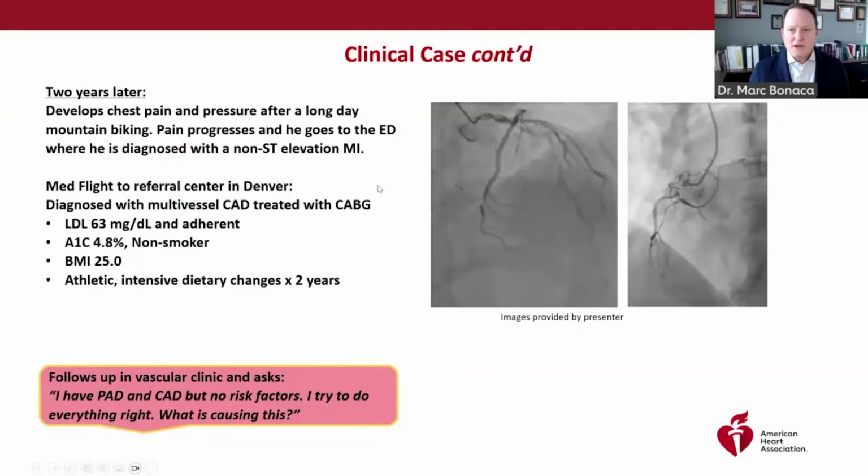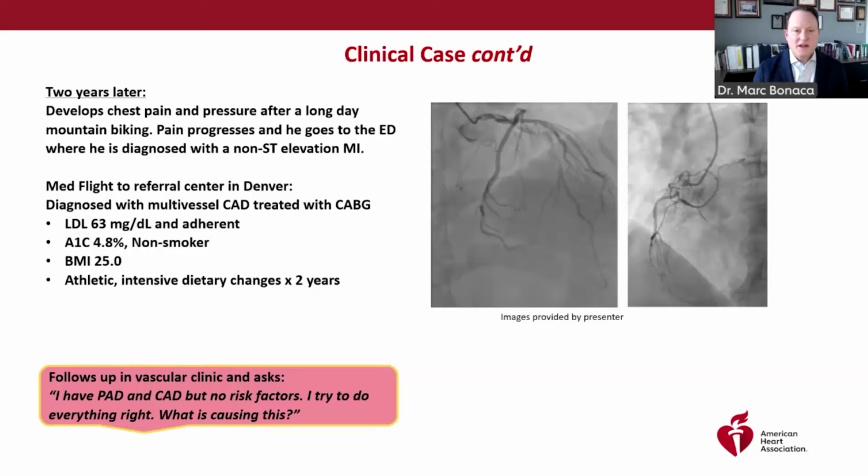Well, what happened with our patient? You can see that 2 years after his presentation, despite his medical therapy, he had chest pain. He's an avid mountain biker. He had chest pain that didn't go away when he was resting. He went to the emergency room. He lives up in the mountains, so he was flown down here to Denver, where he was having a non-ST elevation myocardial infarction. And he had an angiogram. I'm showing a couple of pictures here, and he had severe multivessel coronary disease at 52 years old.